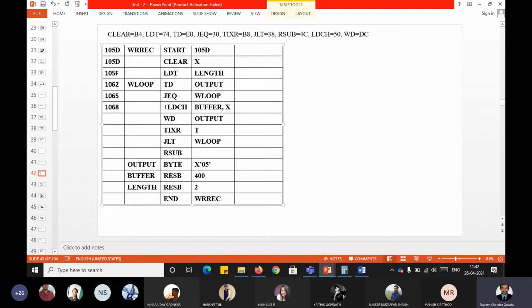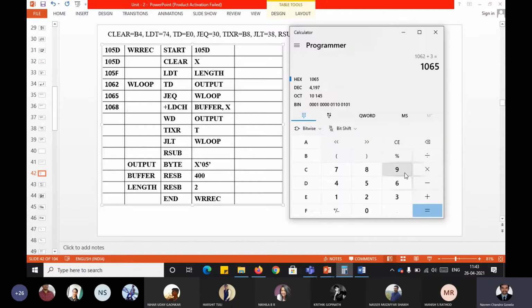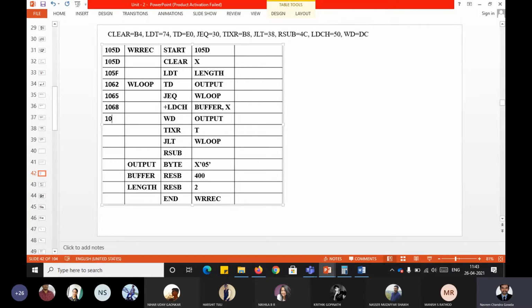It will become 1068. Now see, my dear students, this plus LDCH. Students, before I continue, am I audible? And is it clear till here? Yes, sir. Now you can observe right here, it is plus LDCH BUFFER comma X. When you say plus LDCH, it is a format 4 instruction. Mind about it. For a format 4 instruction, how much memory space do you need to allocate? It is 4 bytes. So 1068 plus 4 will be 106C.